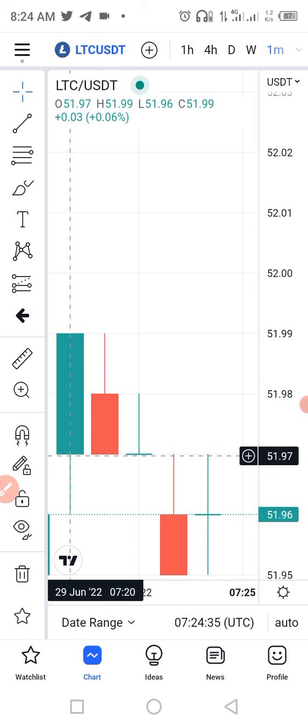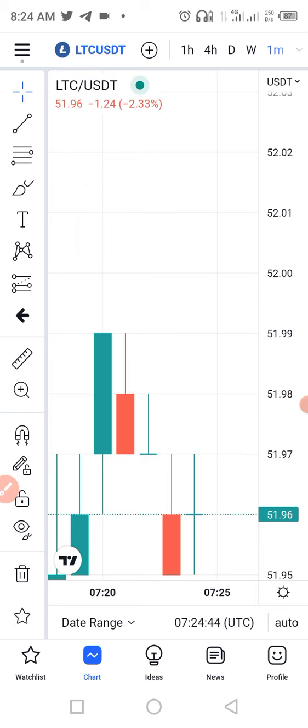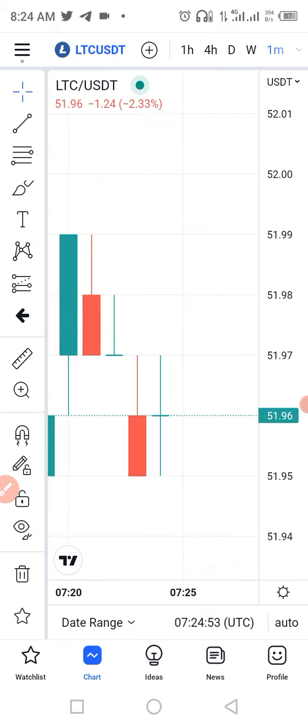Remember why the distance, why the difference between this particular price is small: it is because of the 1 minute time frame. Because it is the 1 minute time frame, there's not enough chance for the coin to experience enough volatility before the next candle forms. That is why the price difference is not really that strong.